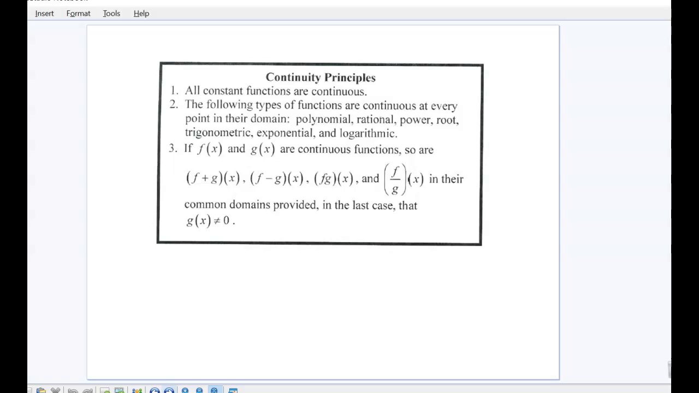If f of x and g of x are continuous functions, so are the addition of them, the subtraction of them, the division of them, and the multiplication of them. The only thing you have to be careful of is that if we're dividing two continuous functions, the denominator cannot be 0.